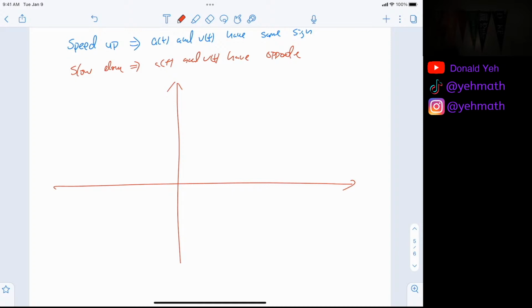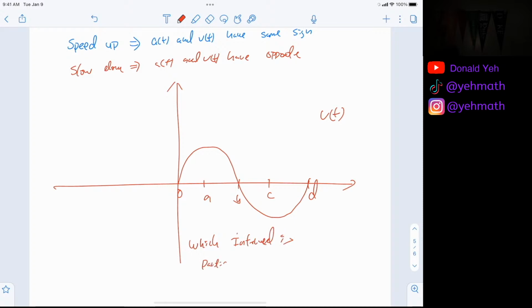So let's just say if I have something like this. Okay, we got 0, A, B, C, D, and that's a velocity graph. If I give you a velocity graph, and I say, hey, which interval is the particle slowing down? Can you tell me which region is slowing down? Which interval is it slowing down?